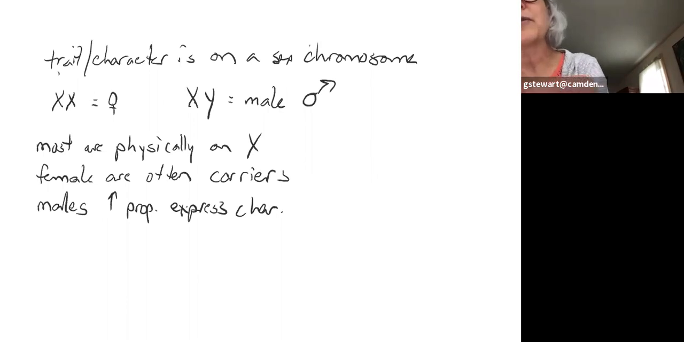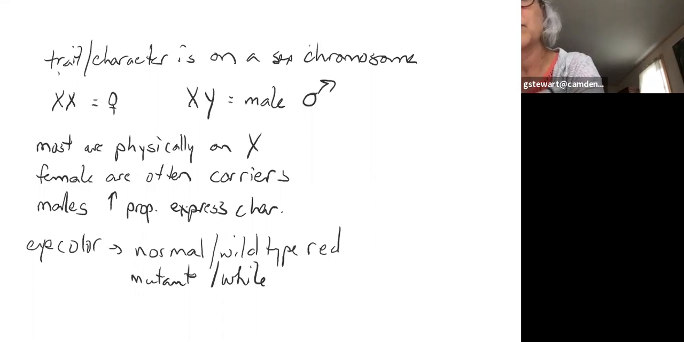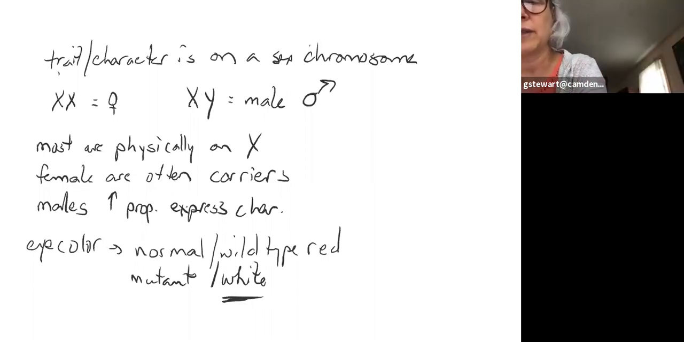This work was first done in fruit flies, and the trait that was studied was eye color. And the normal or wild type eye color was red, and the mutant eye color is white. So male flies were more frequently white-eyed than the female flies. And I'm not going to go through that whole example with you. I would rather do maybe a characteristic in humans that's a little bit simpler to understand.